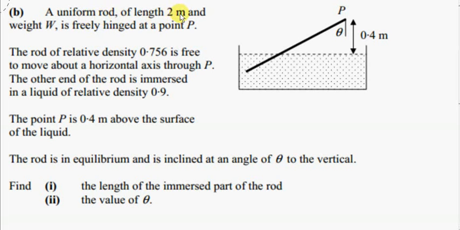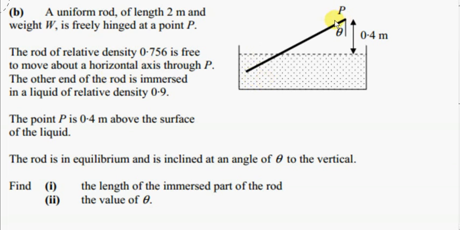A uniform rod of length 2 meters and weight W is freely hinged at a point P. The rod of relative density 0.756 is free to move about a horizontal axis through P. The other end of the rod is immersed in a liquid of relative density 0.9.